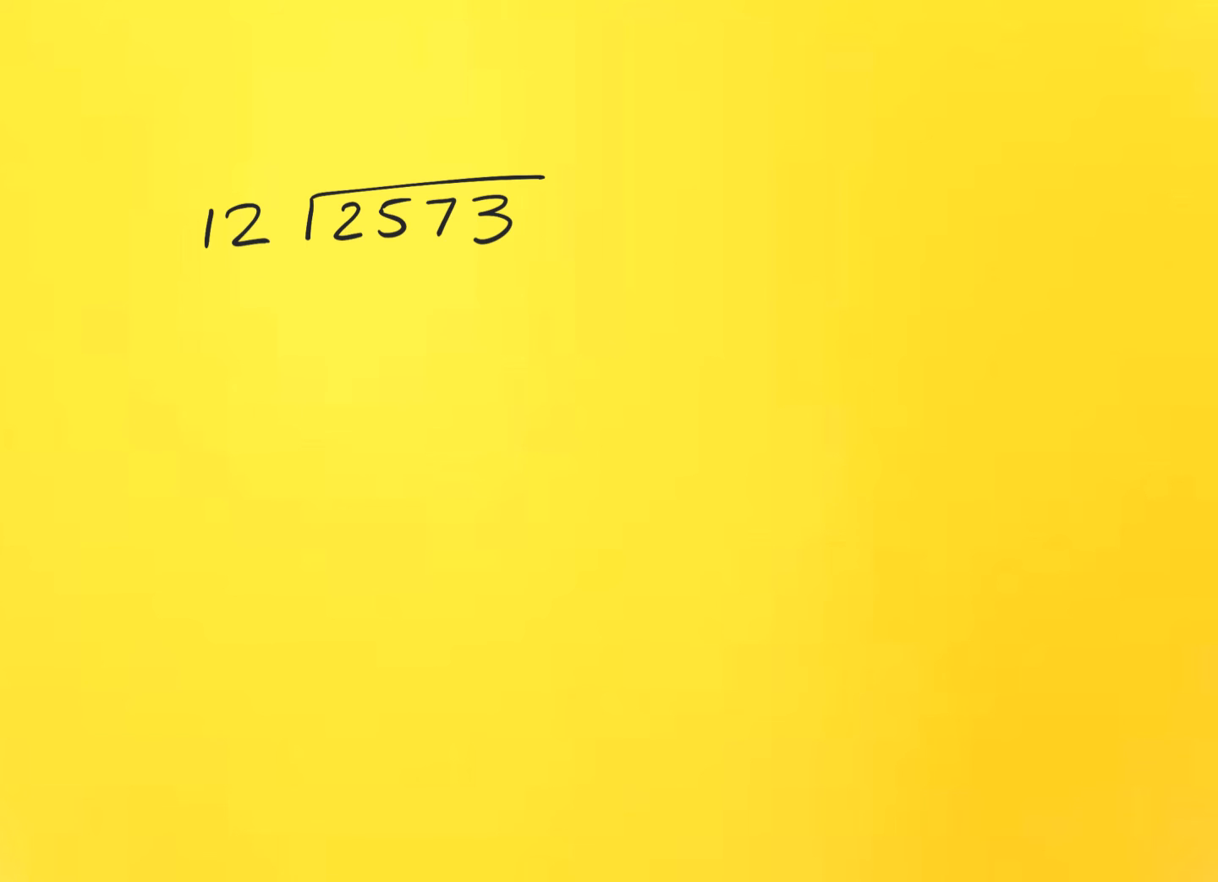Alright, well, how did we go? So how many times does 12 go into 25? Well, it goes into 25 twice, and 2 times 12 is 24. And we do my subtract sum. 5 take away 4 is 1. 2 take away 2 is 0. So we're all good. Bring down the 7. How many times does 12 go into 17? It goes in once. 1 times 12 is 12. Do my subtraction sum. 7 take away 2 is 5. And I will bring down my 3.